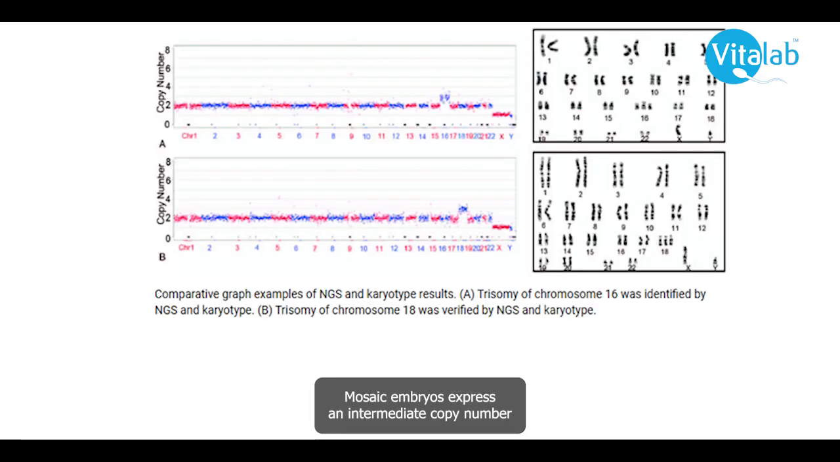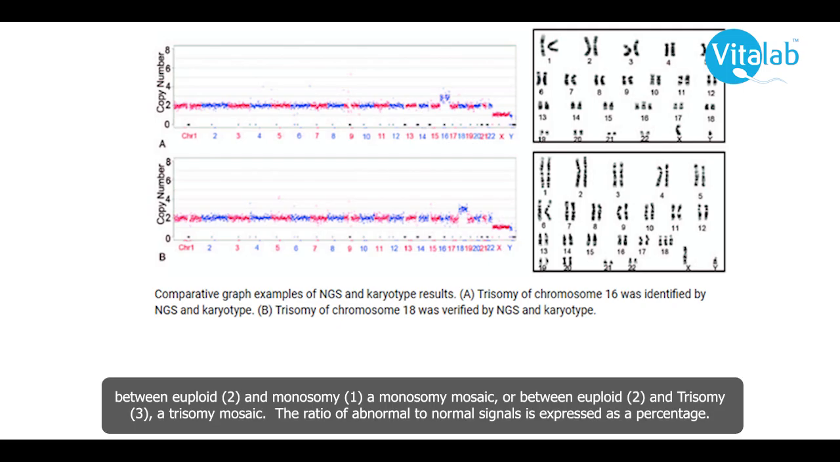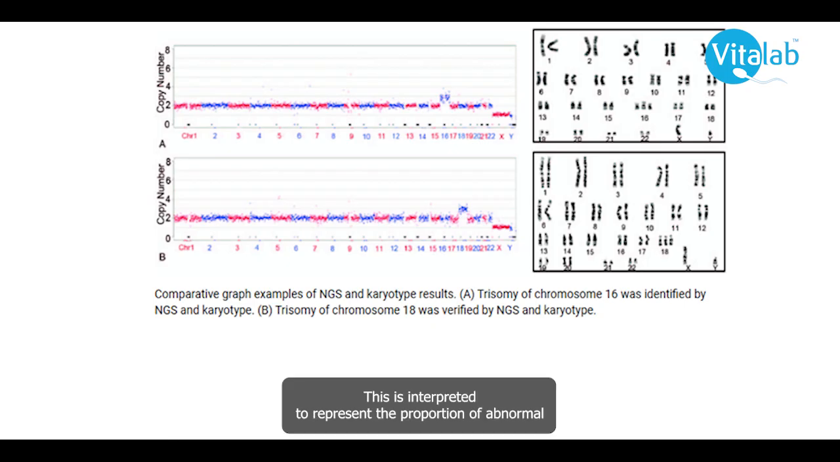Mosaic embryos express an intermediate copy number between euploid 2 and monosomy 1, a monosomy mosaic, or between euploid 2 and trisomy 3, a trisomy mosaic. The ratio of abnormal to normal signals is expressed as a percentage. This is interpreted to represent the proportion of abnormal to normal cells within the biopsy, and presumably the embryo.